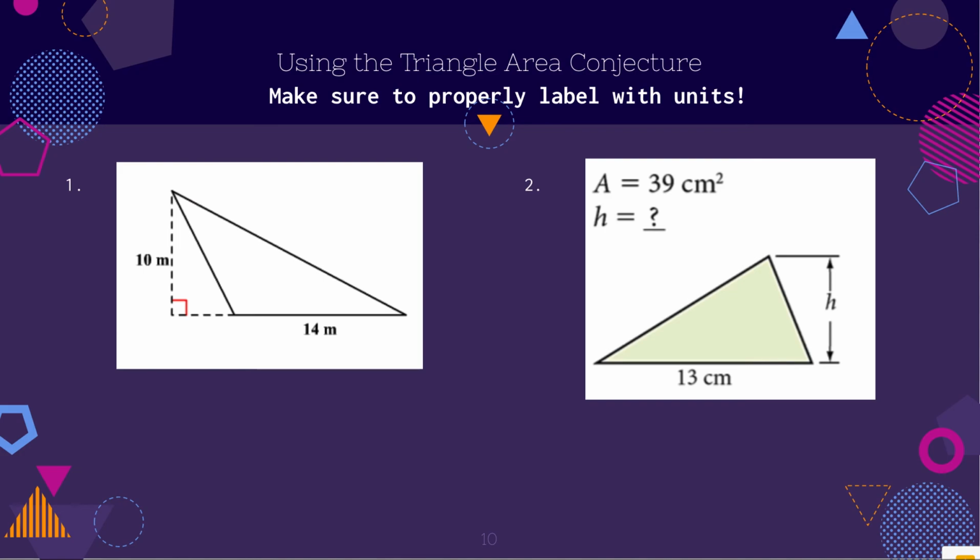Now this next problem is an example of a working backwards problem. In this problem, you'll see that I'm giving you the area is 39 centimeters squared. I'm giving you the base is 13 centimeters, and I want you to find the height. So give that a try.